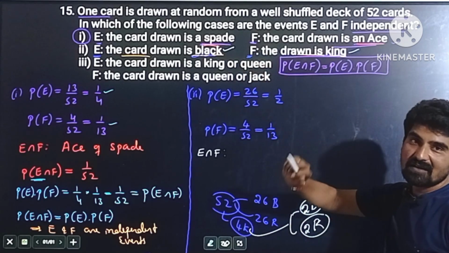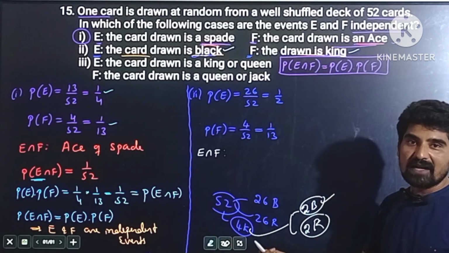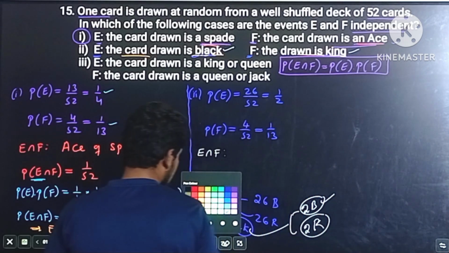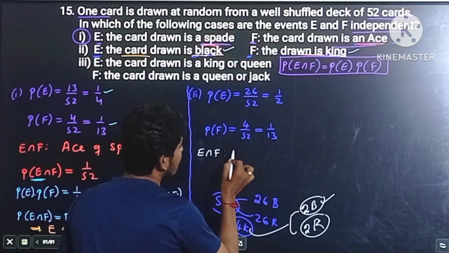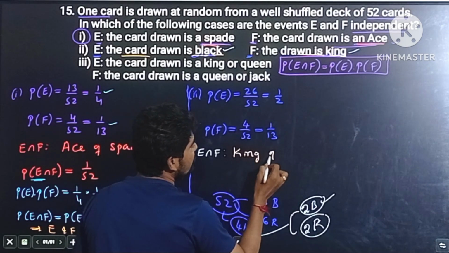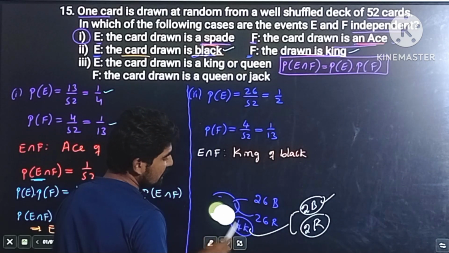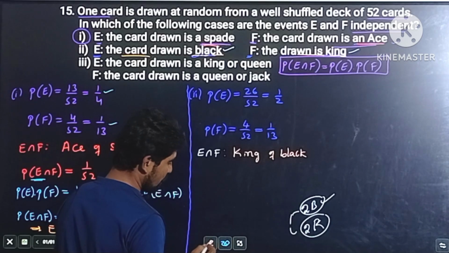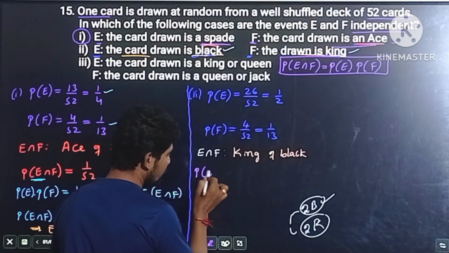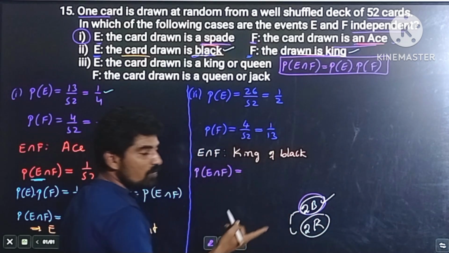E is the event that the drawn card is black, and F is the event that the drawn card is king. Therefore, the black kings are common, that is E intersection F. So E intersection F consists of the king of black cards. Therefore, the probability of E intersection F is equal to only the 2 kings of black cards.